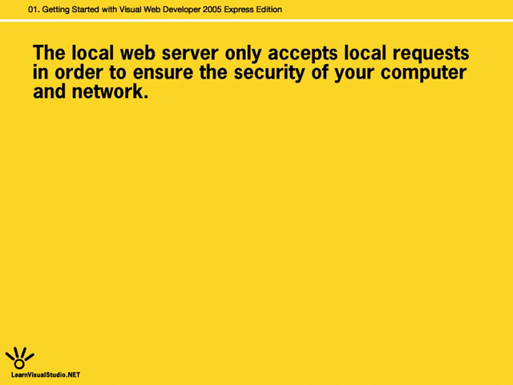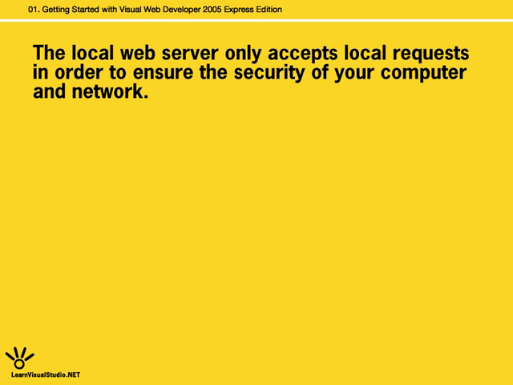Another very important feature of the local web server is that it only accepts local requests. In other words, requests from your browser on your computer while you're working on the development version of your website, in order to ensure the security of your computer and your network. So nobody, while you're testing your application, is going to be able to do a port scan, find the port that your little web server is running on, and then be able to somehow break into your computer, steal files, or install any malignant code on your machine or on your network.